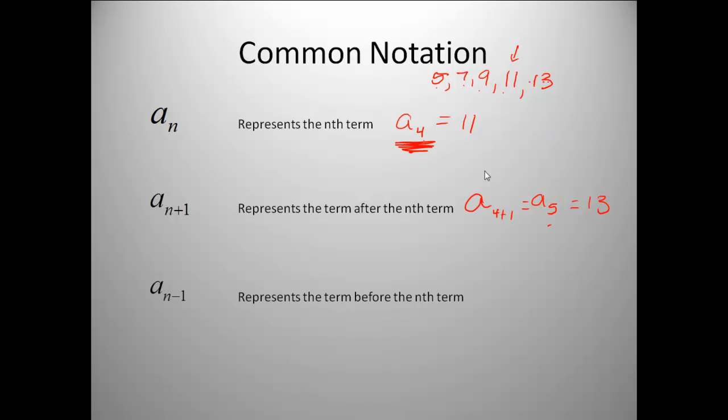Once in a while, we'll also do a sub n minus 1. And that represents the term before the nth term. So if our nth term was a sub 4, and we're looking for a sub n minus 1, we're really looking for a sub 3, which would have been the 9. So this notation is just telling us different positions based off of the nth term.